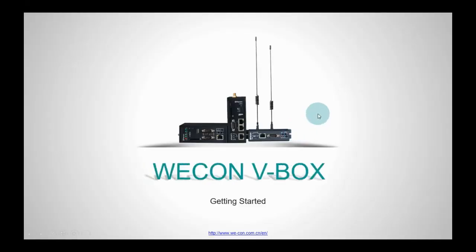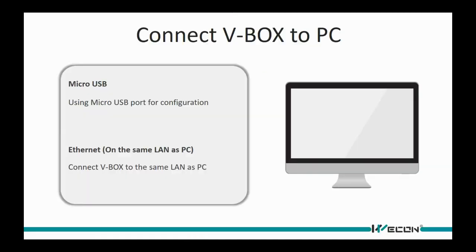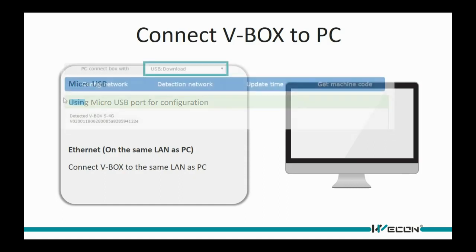V-Box getting started. For starting the V-Box device, we need to get a chain ID, set the network, test it, and add the V-Box to our account. For getting the chain ID, we need to connect the V-Box to the PC. There are two ways for it: via USB cable, and LAN connect.